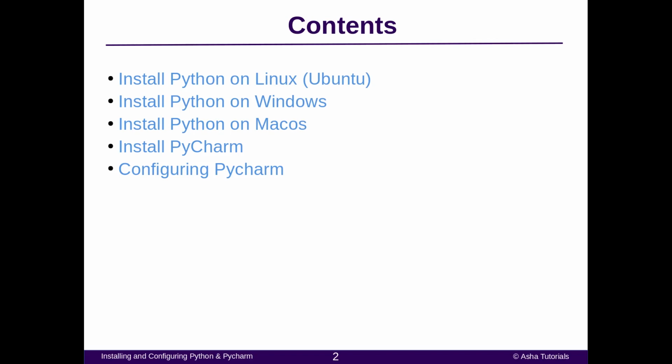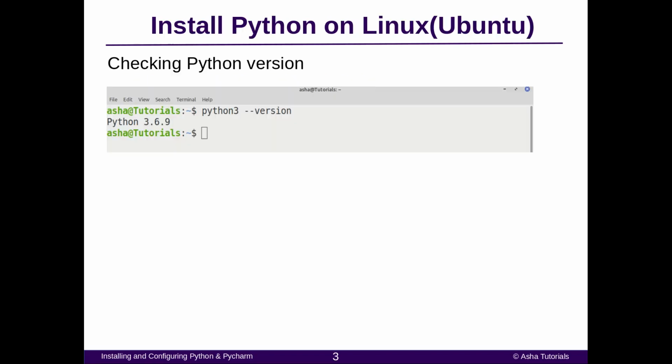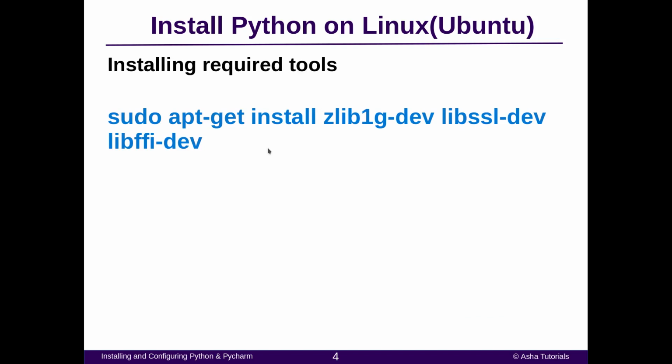So let's begin with installing Python on Linux. First, we will check the Python 3 version available on the Linux machine. So this is the command python3 --version, which will return the currently installed Python 3 version on the machine. Now, before installing Python, we need to make sure the required tools are installed. So this command will install all the required tools in order to install Python.